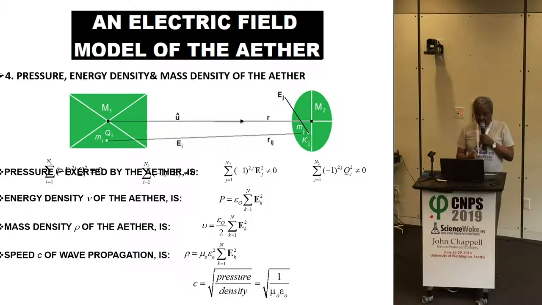And you will get the speed of light in the ether equal to the square root of pressure over density, and it gives you the square root of 1 over mu epsilon. The requirement of any ether model is that it should support propagation of light at the speed of 1 over the square root of mu epsilon. So the ether has density, the ether has pressure.